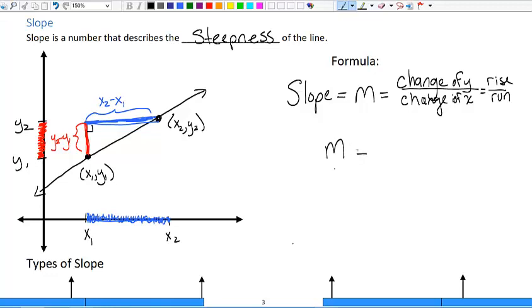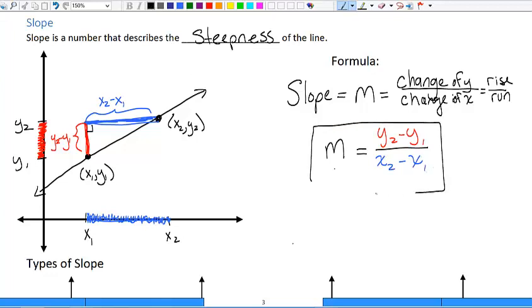So my formula, if I use x1 and y1 and x2 and y2, is going to be y2 minus y1 from the red distance divided by x2 minus x1 from the blue distance. Now this is super important. You want to definitely write this down, maybe box it or put stars by it or something, because that's going to be your slope formula. Another way you might want to remember that is rise over run.